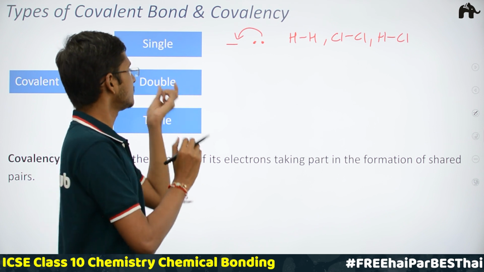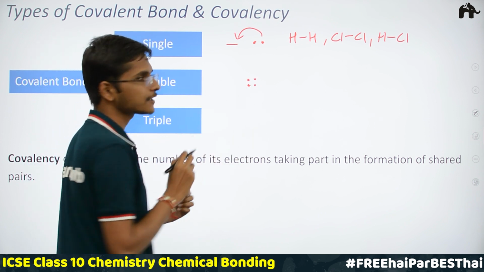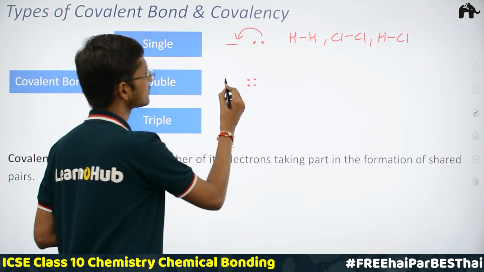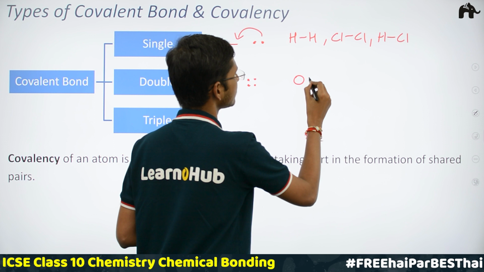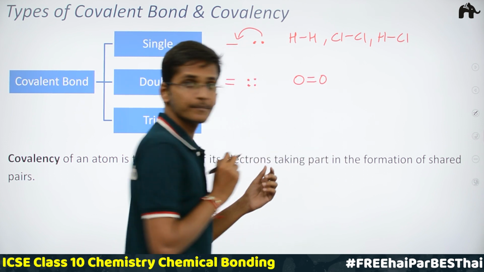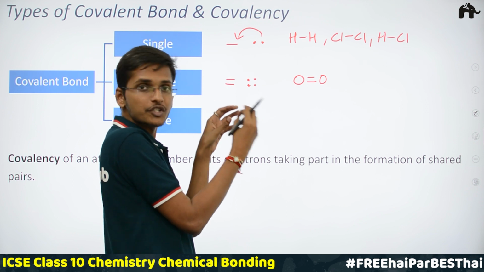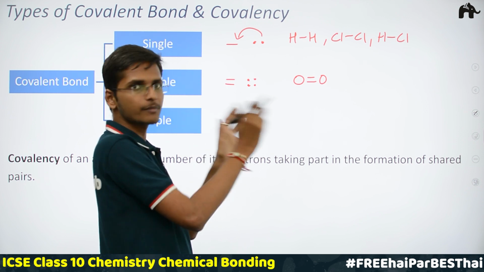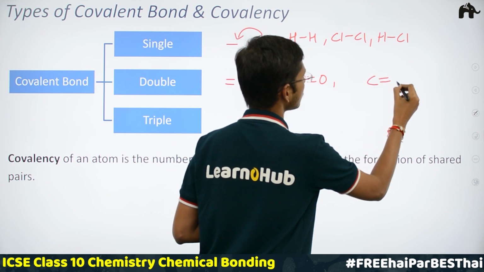Same goes with the double covalent bond. Here two shared pairs of electrons are mutually shared, and we represent it with the help of 2 lines. So examples are like, see, the oxygen molecule. Here we know that 2 shared pairs of electrons are mutually shared between the two oxygen atoms. We have already studied this in orbit structure diagrams, right? And we can also have the example of carbon dioxide.